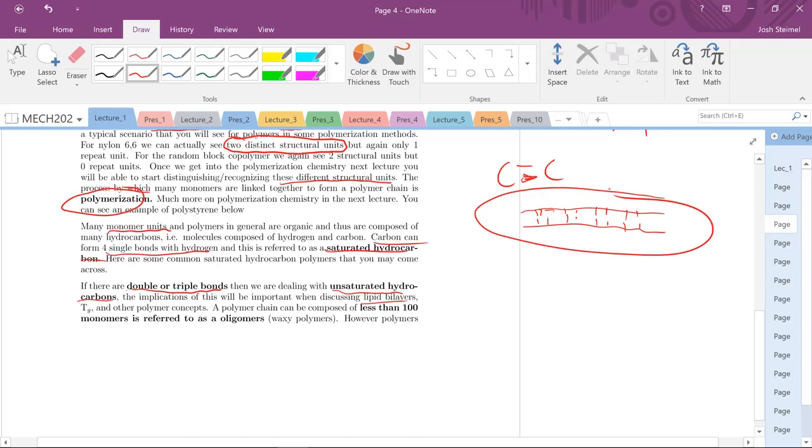So, a polymer chain, as we mentioned previously, could be composed of, if n is less than 100, we call that an oligomer.